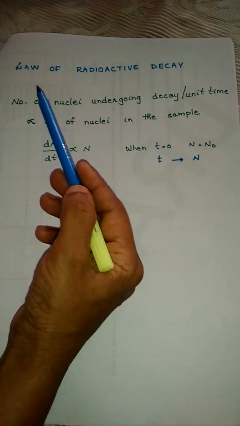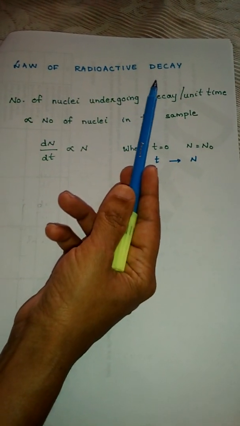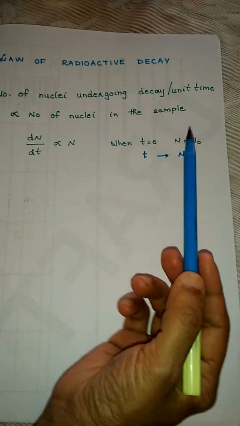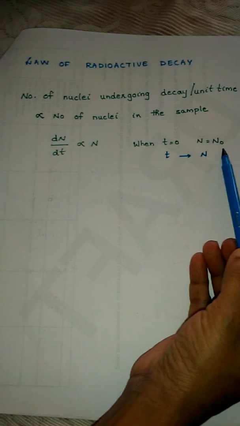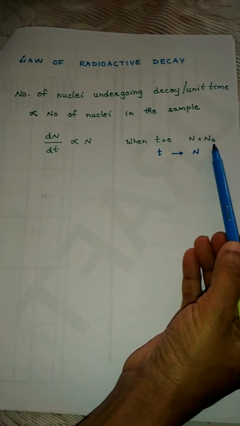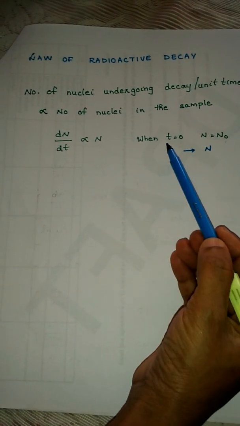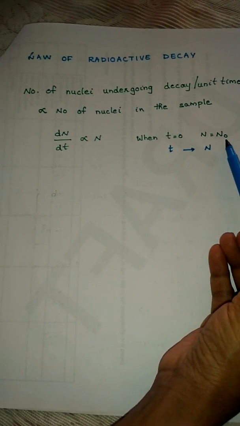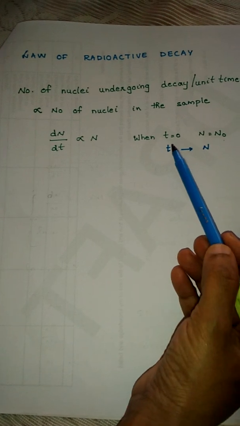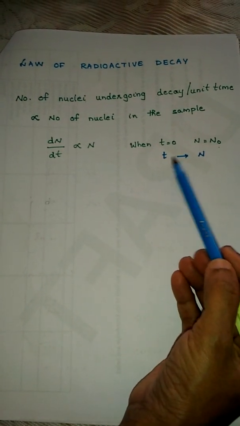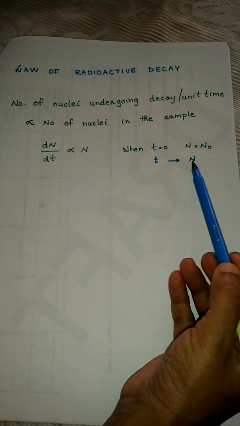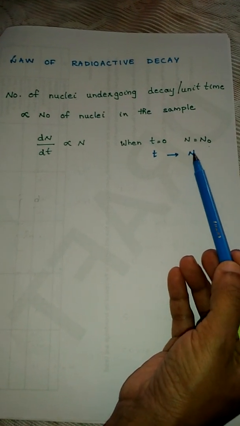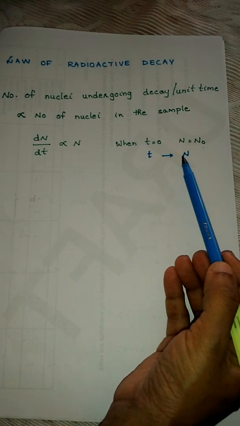Today let us learn the law of radioactive decay. So let us consider a radioactive sample which contains n0 number of nuclei. That is, when t is equal to 0 initially, the number of nuclei in the sample is n0. At any instant t, the number becomes n. The nuclei undergo disintegration and the number decreases to n.